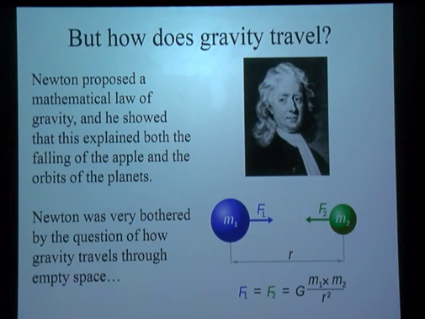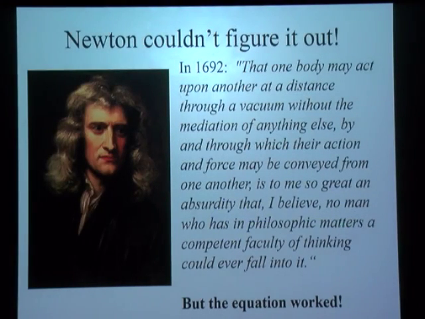But how does it get from here to there? He gives this wonderful, beautiful law of gravity. He figures out that, okay, we've got a formula. He does the calculation and shows this explains why the planets orbit in ellipses. It's beautiful, it's lovely, it's glorious. And Newton was disturbed by the question of how gravity gets from the sun to the Earth. How does gravity get from the Earth to the moon? How does that work? In a letter, he wrote this.